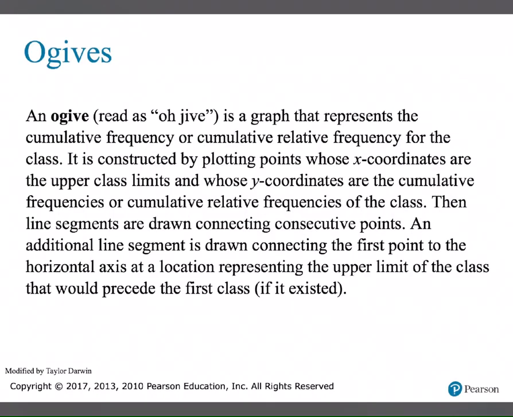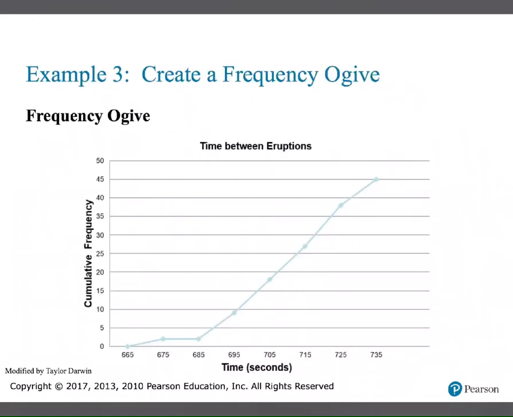Okay, this is a weird word. It looks like ogive, but it's pronounced ogive, and it's a graph that represents the cumulative frequency or relative frequency for the class. It's constructed by plotting points, and the x-coordinates are the upper class, and the y-coordinates are the cumulative frequency or relative frequency. Then it's pretty much the same as that frequency polygon, except now it's being done with cumulative information. And so we're going to plot those points and create line segments between the points. So we're going to use the information that we just created with that cumulative frequency.